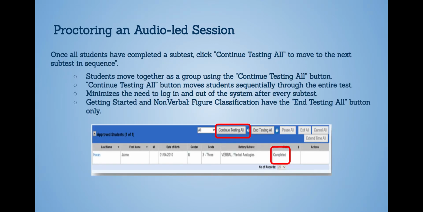Once all of your students have completed a subtest, you'll be able to click on this Continue Testing All button, and it will automatically move your students to the next subtest in the sequence. When you are done with testing for the day, so you finished all 3 subtests of the verbal test, that's when you'll click End Testing All.